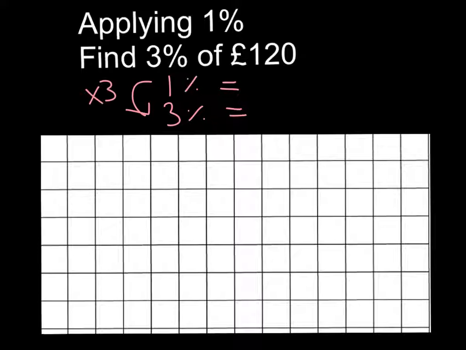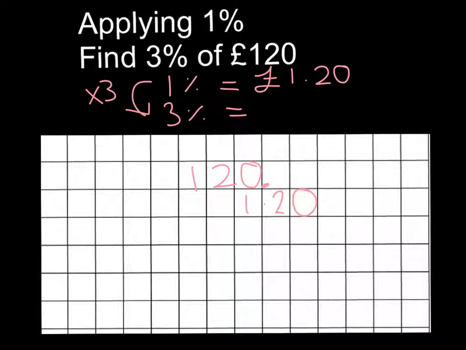So using the same method, let's put 120 into our place value table. It doesn't have a decimal point, so I'll just pop it after the 0. Okay, so dividing by 100, that's going to give us 1.20. So because it is money, 1% is £1.20.